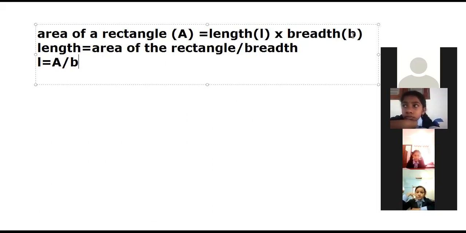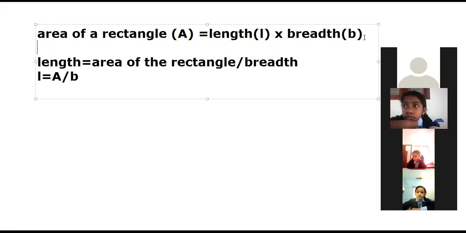Now one more thing. Suppose area and length will be given in the question, and we have to find the breadth of the rectangle. We can find it the same way. How? Tell me the equation. Breadth is equal to what? B equals, tell me.